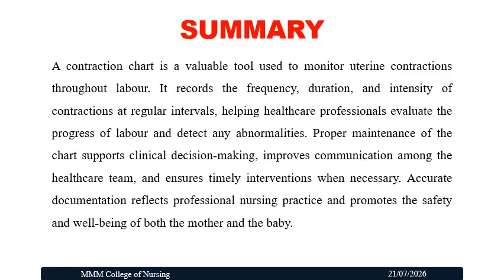Summary: a contraction chart is a valuable tool used to monitor the uterine contraction throughout labor. It records the frequency, duration, and intensity of contractions at regular intervals. It also helps healthcare professionals evaluate the progress of labor and detect any abnormalities. Proper maintenance of the chart supports clinical decision making, improves communication among the healthcare team, and ensures timely interventions whenever necessary. Accurate documentation reflects professional nursing practice and promotes the safety and well-being of both the mother and the newborn.